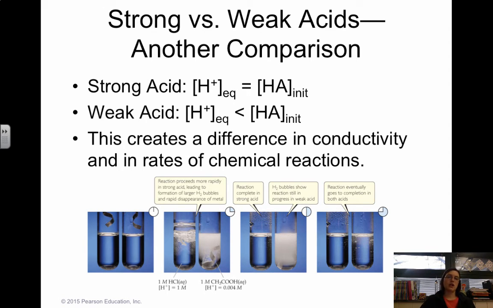So comparing strong and weak acids again. Remember that for strong acids, the initial concentration of the acid is equal to the H plus concentration, assuming that it's monoprotic. For weak acids, though, your initial acid concentration is going to be greater than your H plus because your acid does not ionize all the way. So this actually is going to create a difference in conductivity and rates of chemical reactions. Reactions are going to happen much faster in strong acids, and strong acids are better conductors than weak acids, again because you have more ions moving around in the solution.